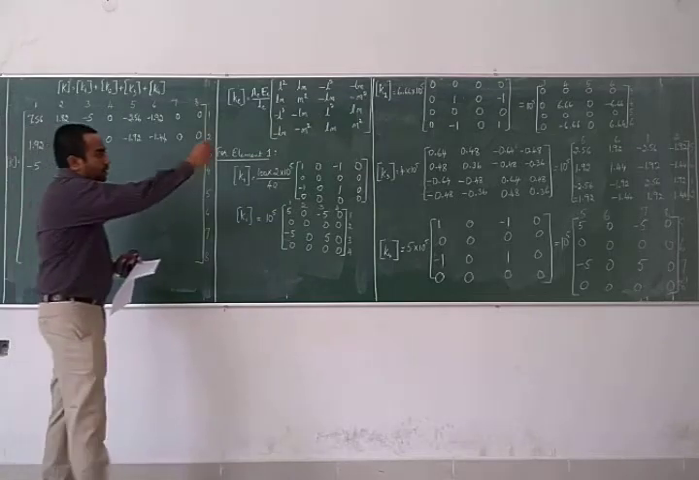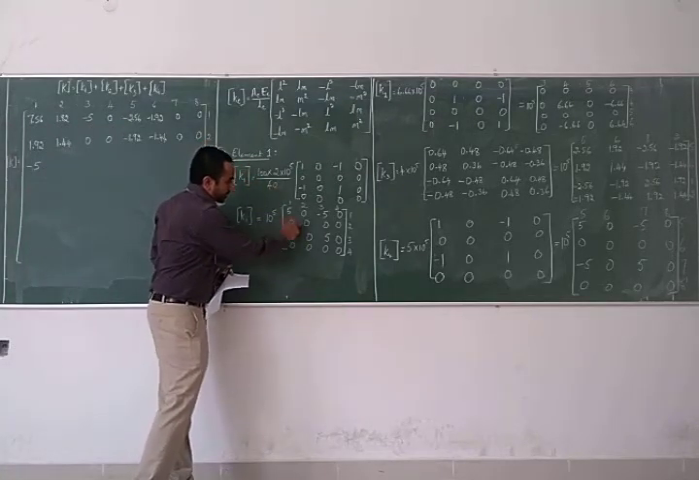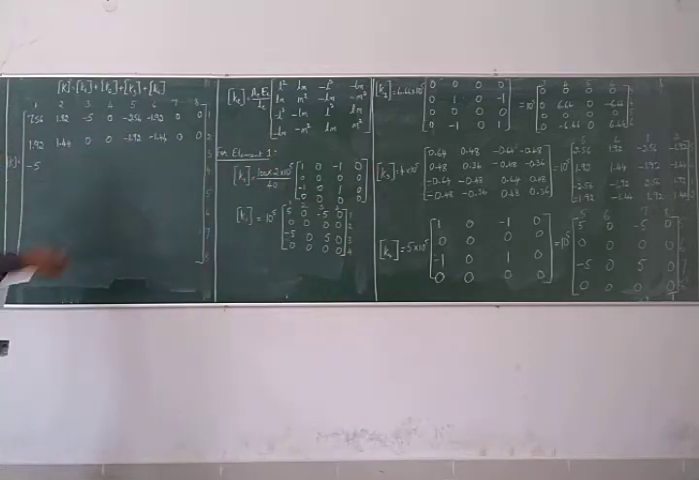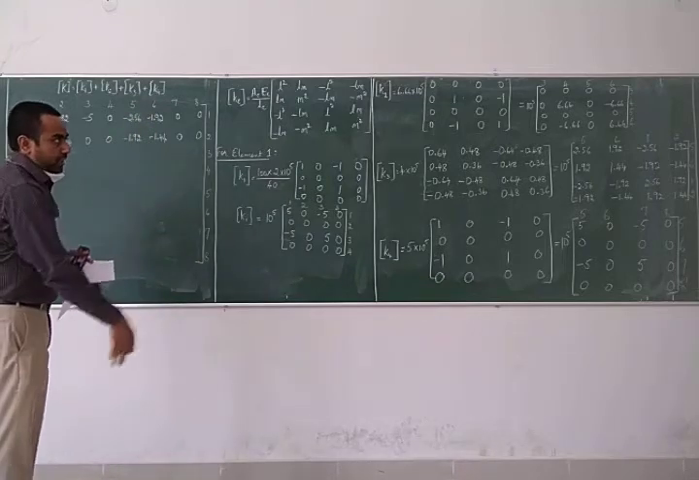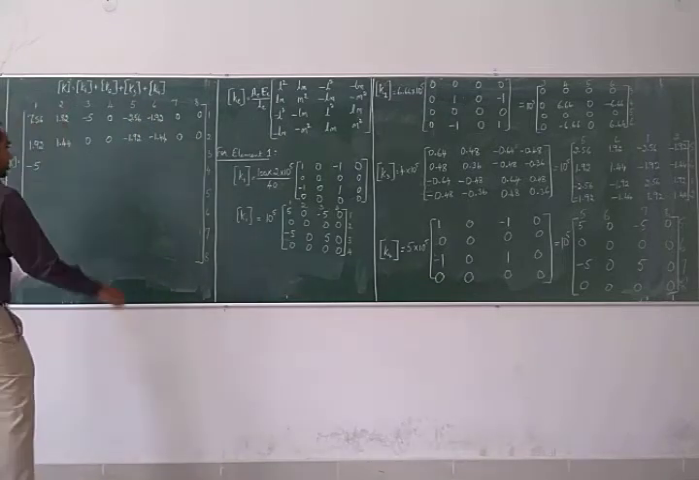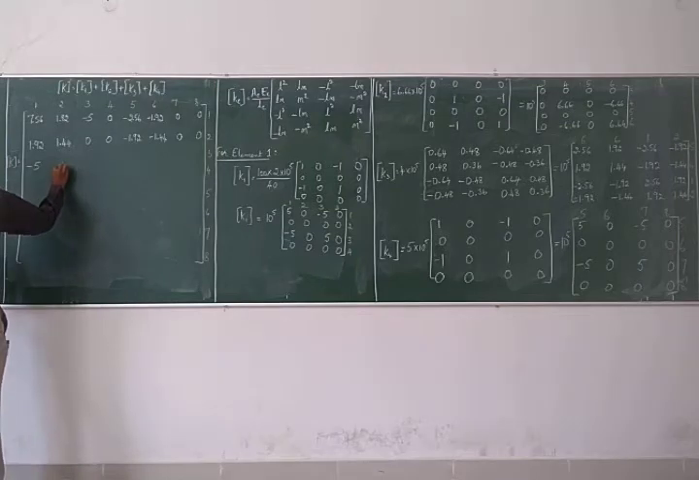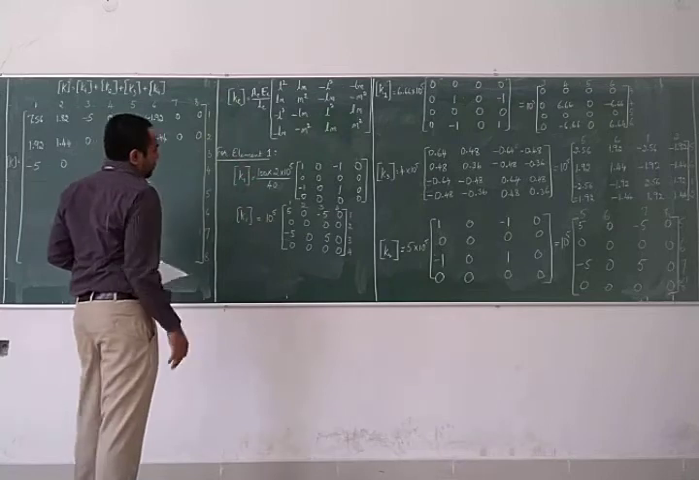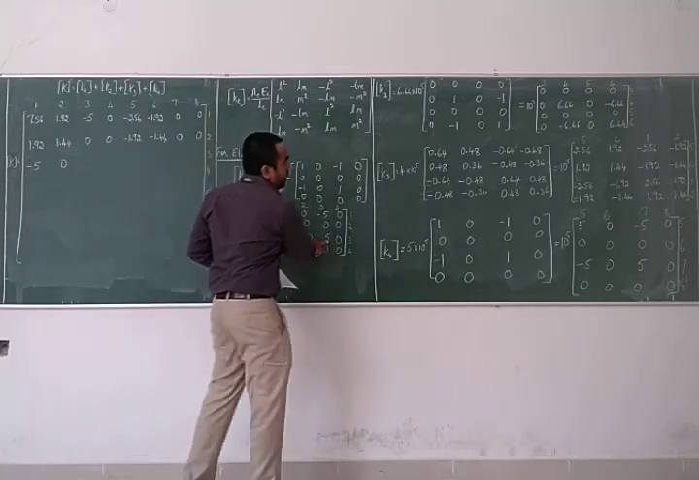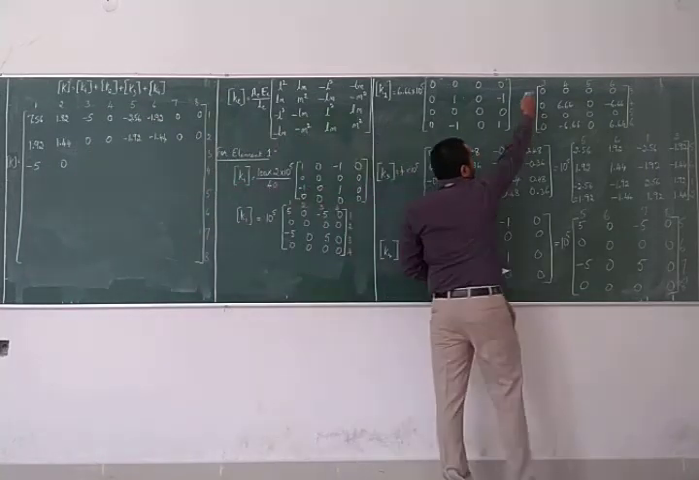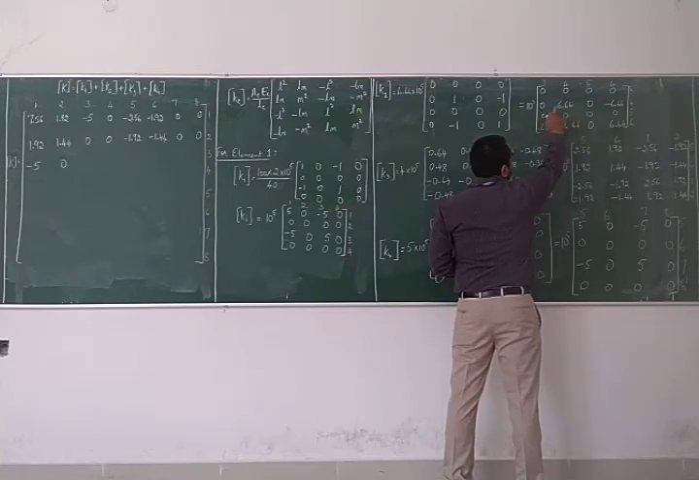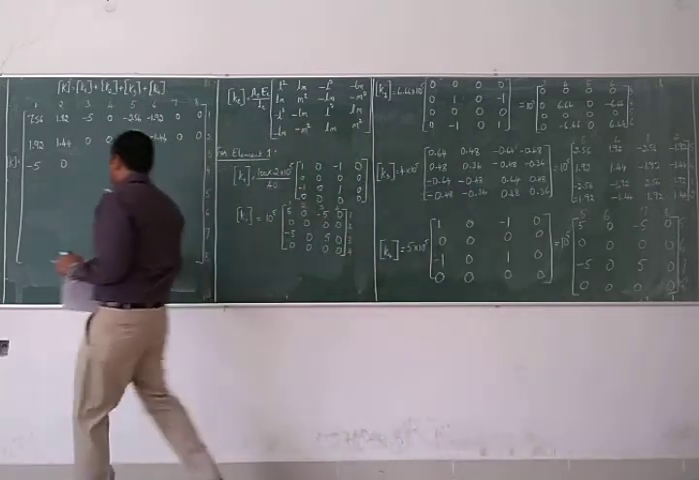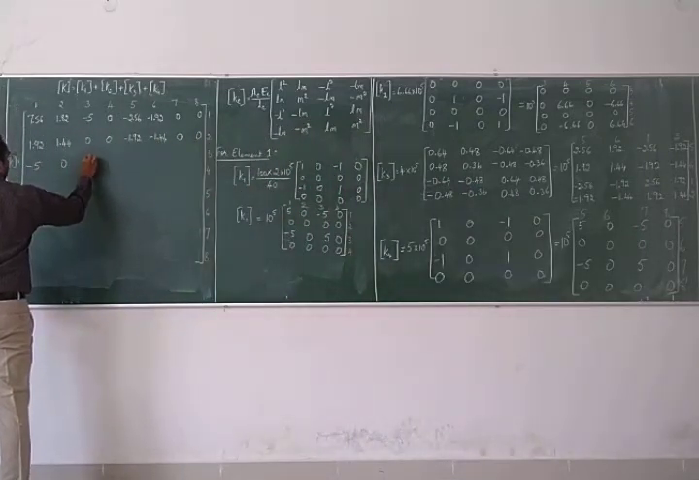Next, second column, third row. Second column, third row is 0. There is no other matrix which contains a term with respect to the degrees of freedom second column and third row, so it is 0. Fine. Next, third column, third row. Third column, third row is 5. There is one more matrix. Third column, third row, it is 0. So 5 plus 0 will give us a value 5.